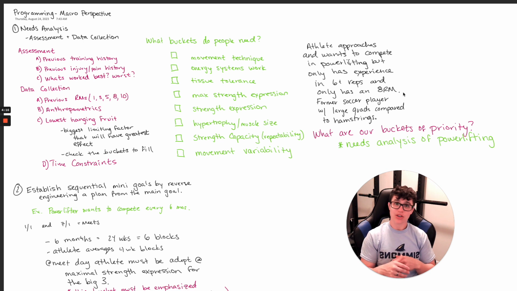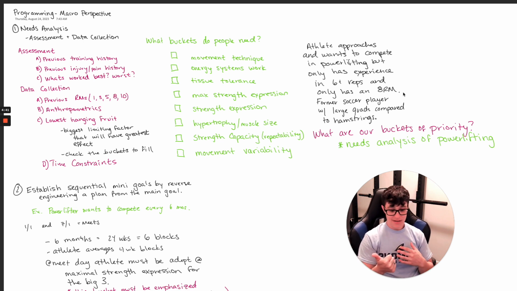Time constraints is also another big one, because most people are not doing this as a full-time job. Most people don't have 2.5 hours to go spend in the gym training. So what is this person's time constraint? Because if I write someone a 2.5 hour workout and they're consistently only getting through an hour and a half of it, that is degrading their confidence. They're not finishing a workout ever. That really takes away from someone's confidence.